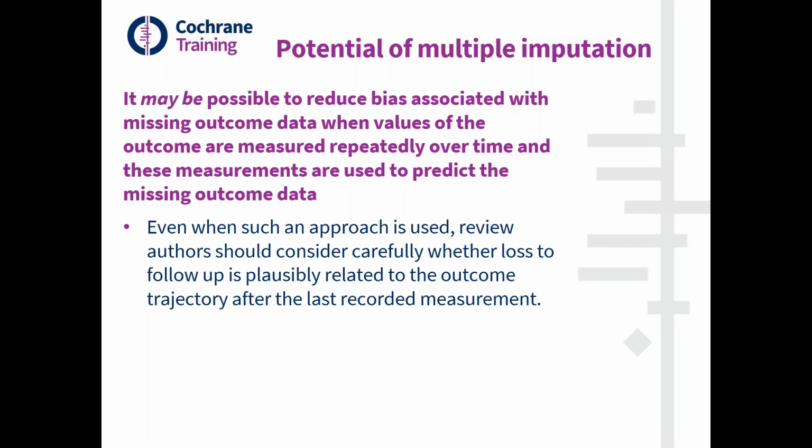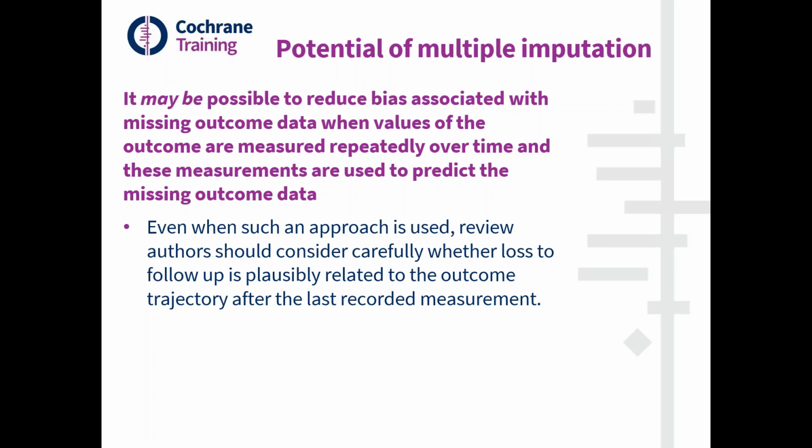One exception is that it may be possible to reduce bias associated with missing outcome data for trials in which values of the outcome are measured repeatedly over time, patients drop out during the trial, and the measurements of the outcome before dropout are used to predict the outcome that we would have seen had the patient not dropped out. But even when that approach is used, we need to consider carefully whether loss to follow-up might be related to the outcome trajectory after the last recorded measurement.